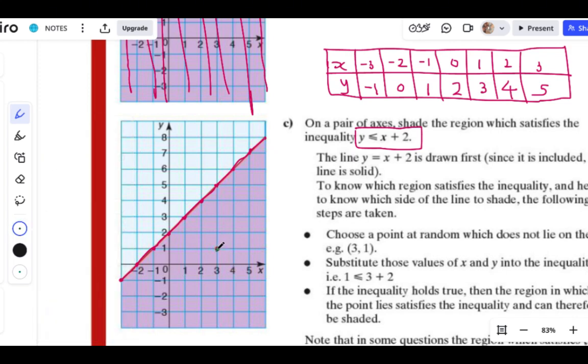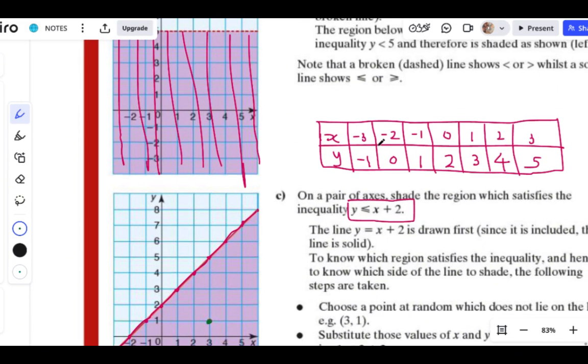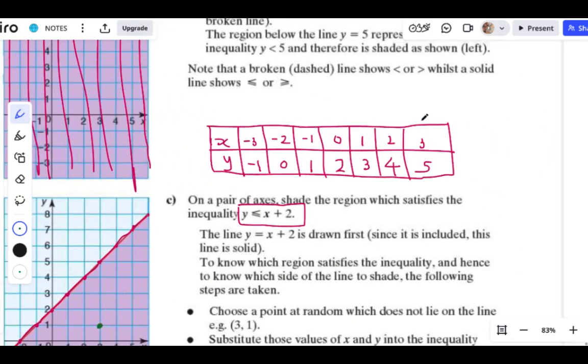Now we chose this point, right? I changed it to green. I hope you can see. We choose this point. Now, what are the coordinates? X is 3, y is 1, right? So you put it here and see whether it satisfies the inequality. Remember, the inequality is y is less than or equal to x plus 2. This is the inequality.